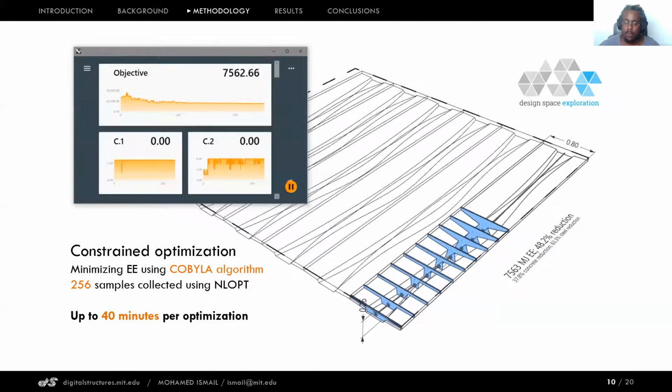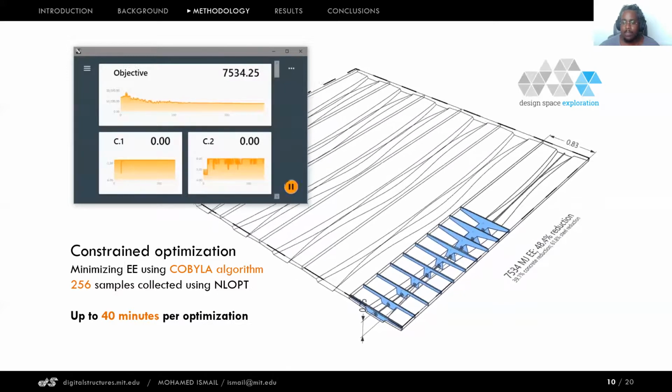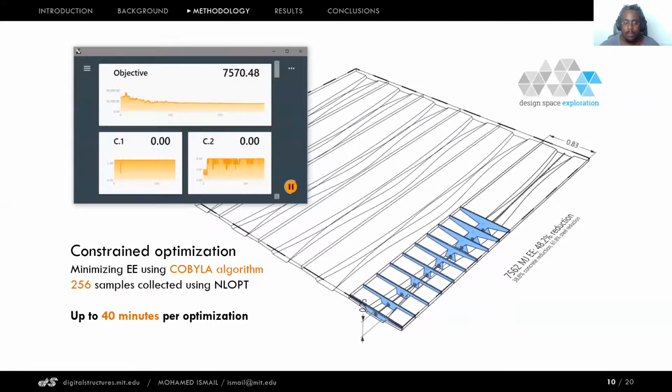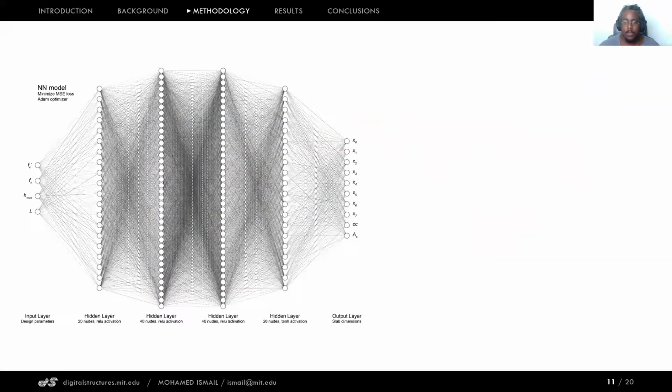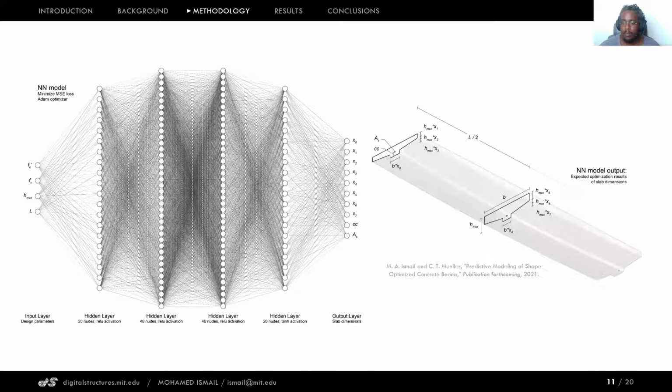We trained a neural network model using 256 samples that were collected using the Cobila algorithm from the NLopt Python library, which is publicly available. The neural network model looks something like this. It was trained to predict the design of a shaped concrete slab according to 4 user inputs. For the purposes of this paper, these inputs were the strength of steel and concrete, the maximum depth of the slab, and the slab's clear span. The model then predicts the ideal geometry, approximating the results of constrained optimization for the same structural conditions.